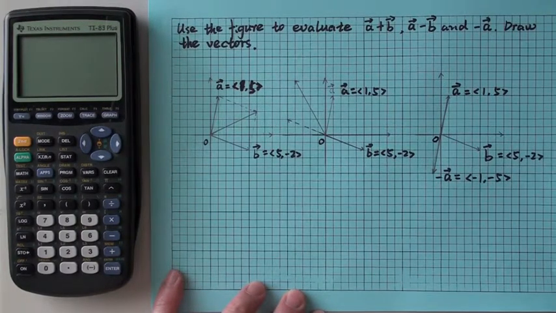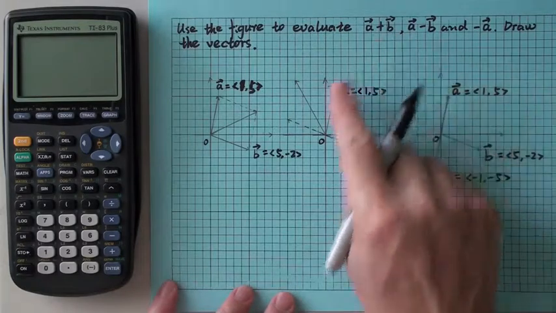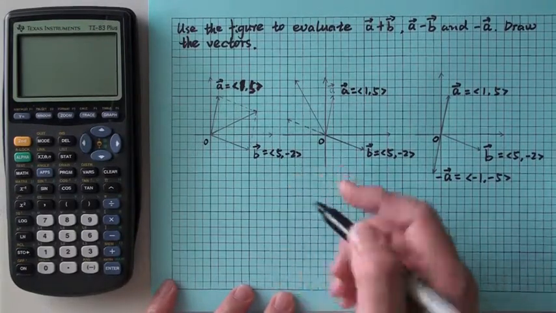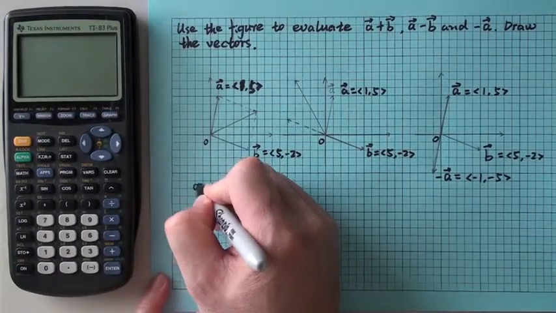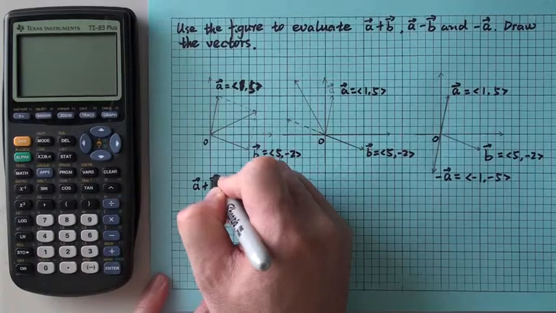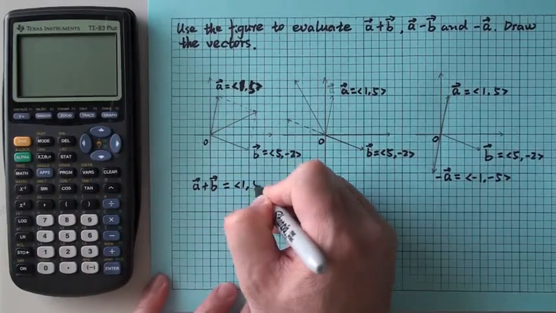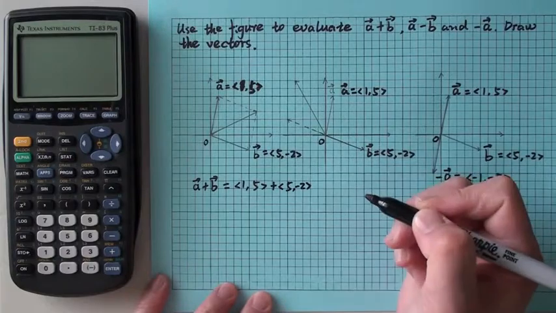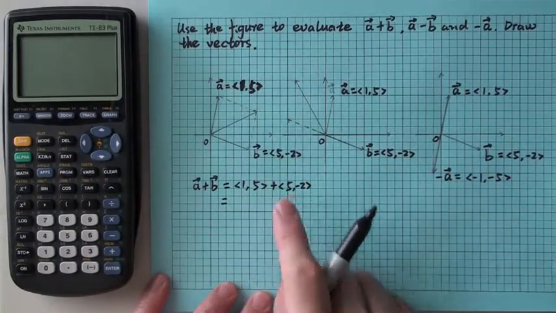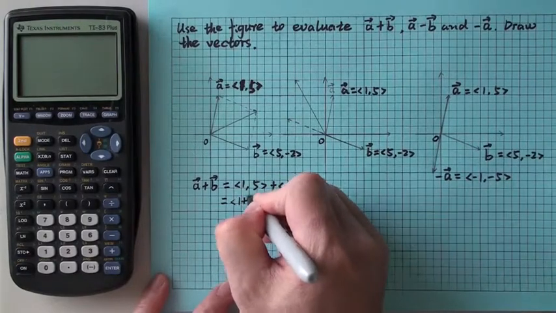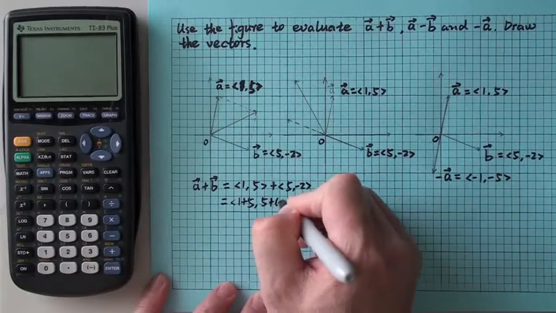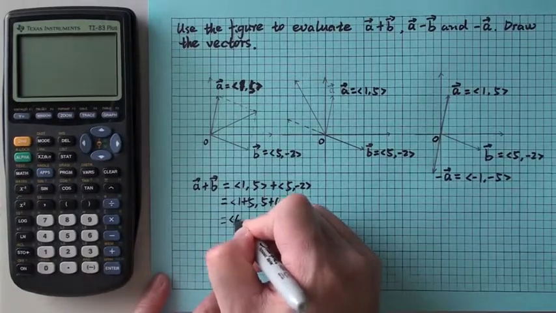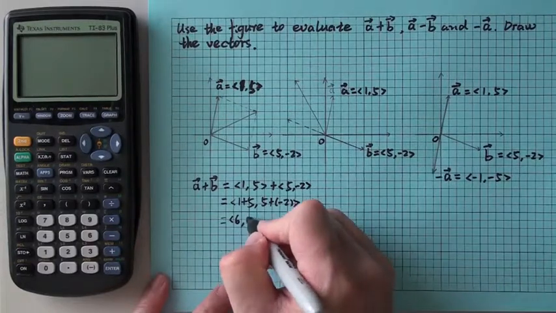Now, let's look at A plus B. We know A is 1, 5, B is 5, negative 2. Then the addition is pretty easy. A plus B is 1, 5 plus 5, negative 2. Then you add accordingly: 1 plus 5, and then 5 plus negative 2. 1 plus 5 is 6. 5 plus negative 2 is positive 3.